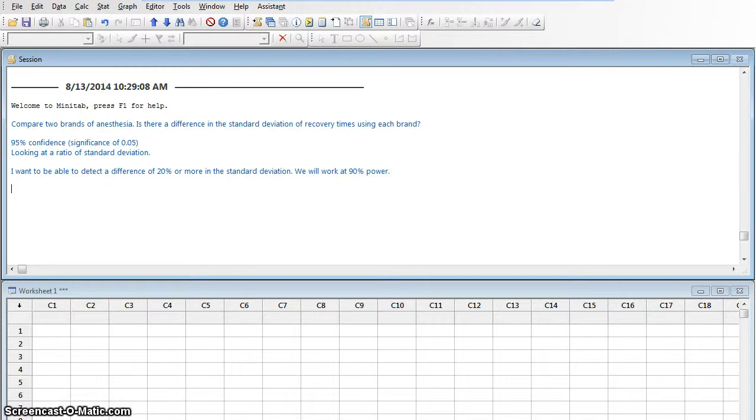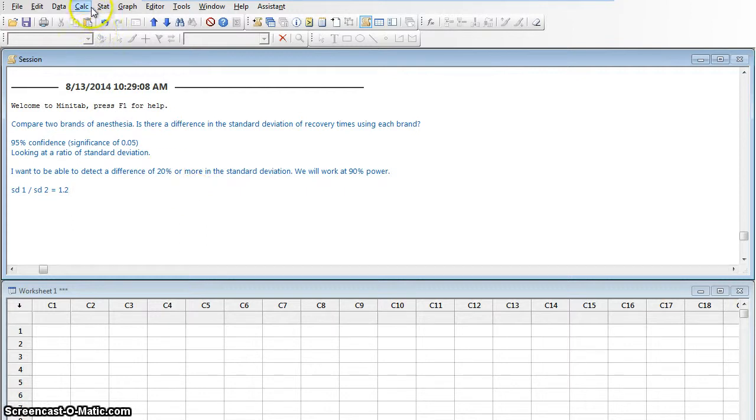Excellent. Now the last thing to think about before I can just go ahead and do the power analysis in Minitab is that this one is a little bit different because it's a ratio. If I'm looking at a difference of 20% or more, what I'm really saying is that the standard deviation of one divided by the standard deviation of the other is equal to 1.2. Because 20% difference would be 120%. And so when you divide the two, you would get a 1.2 as your difference. So you're going to see I'm going to use that 1.2, and it came from this 20%.